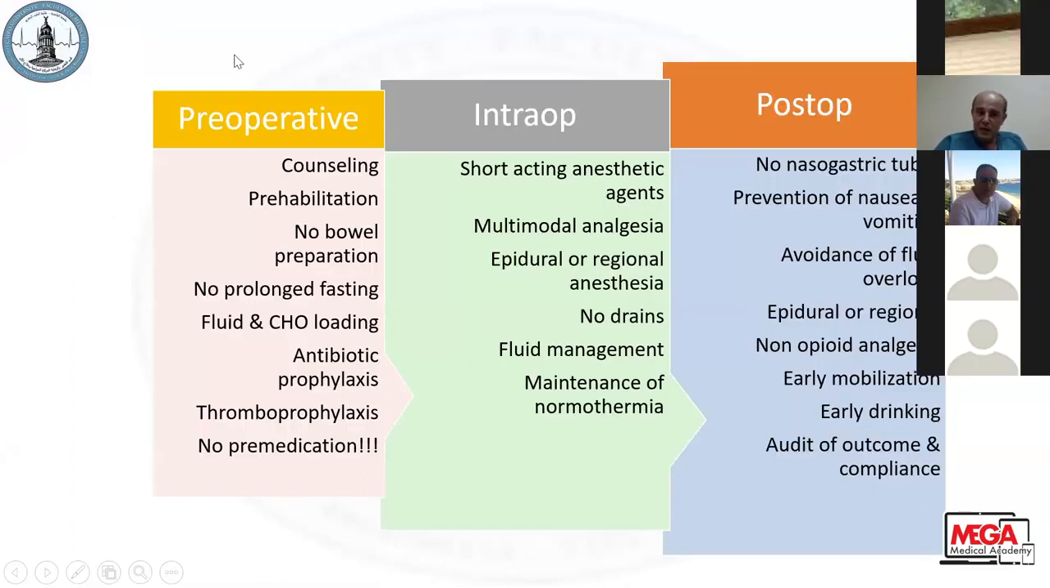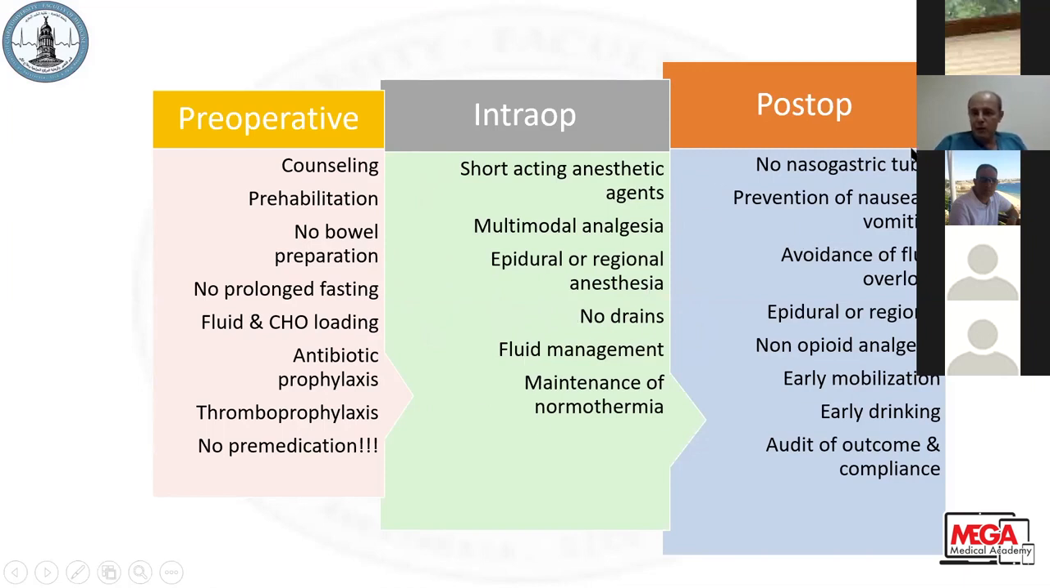Some of the points that are considered in bariatric surgery in the preoperative period are counseling, the prehabilitation, there's no need for bowel preparation, no prolonged fasting, the fluid and carbohydrate loading, intraoperatively, the short-acting anesthetics, the multimodal analgesia, the use of epidural or the regional truncal anesthesia or analgesia.